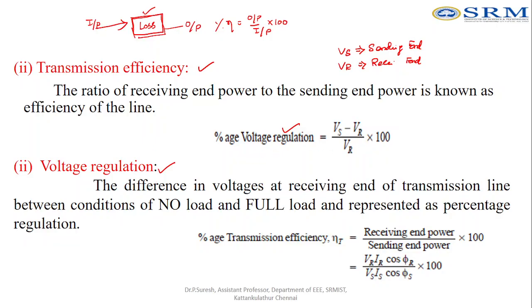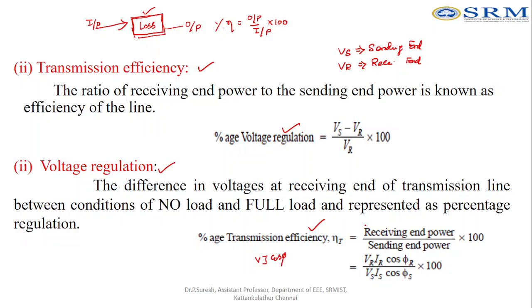Similarly, for transmission efficiency, it is nothing but receiving end power, that is output power, divided by sending end power. So the formula is given. The formula for power is V I cos phi. That is the formula for power.